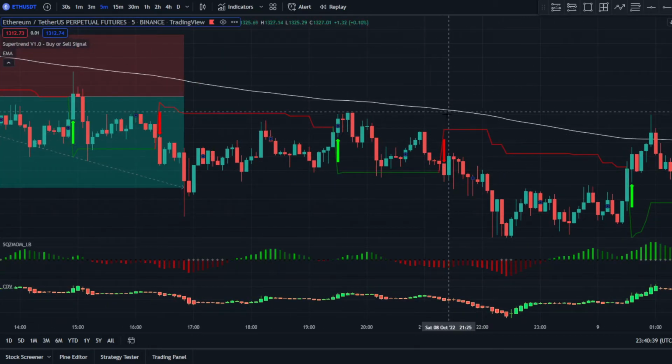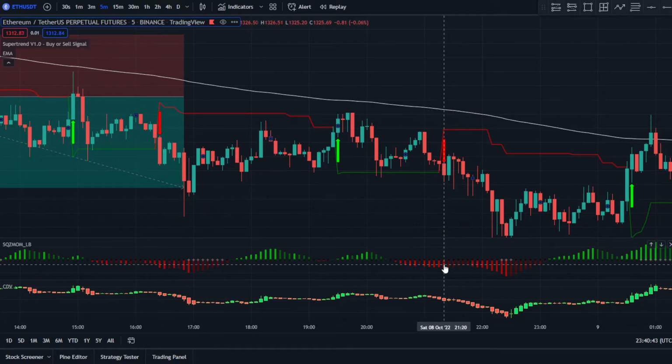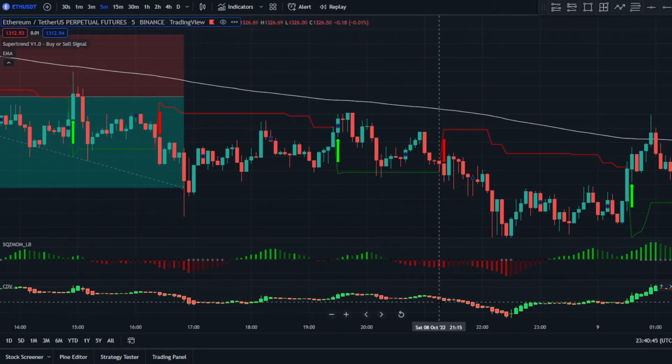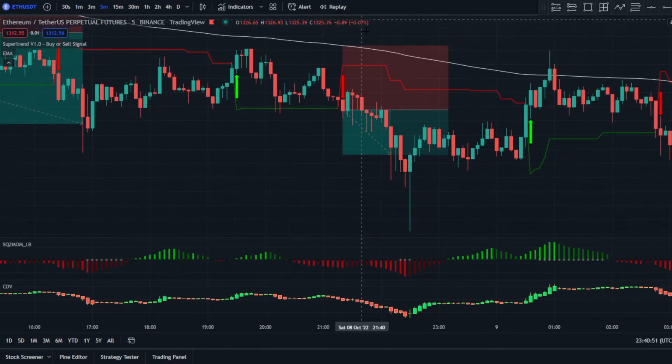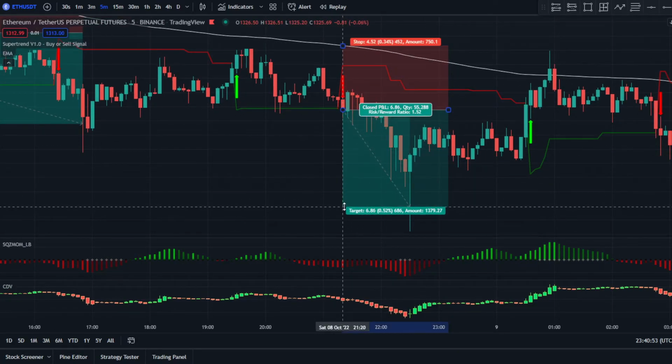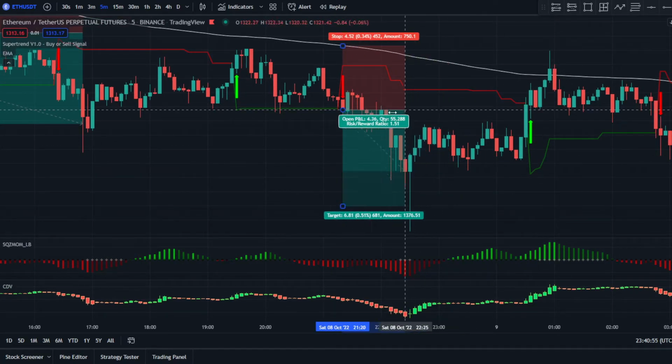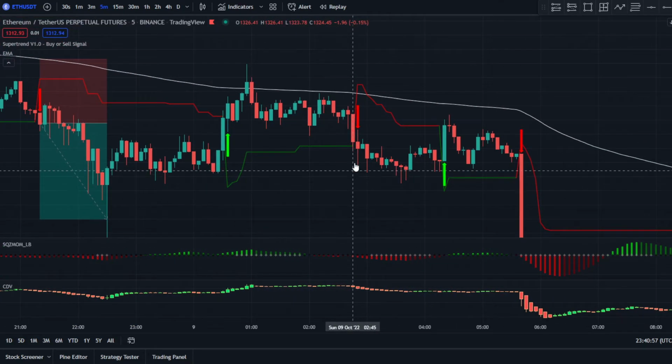You can see that we have a sell signal, price below the super trend, price below the 200 EMA, and it is bright red in color. CDV is red color as well, so we're going to take a short position there. Stop loss at the 200 EMA, and we take a 1.5:1. Another win.